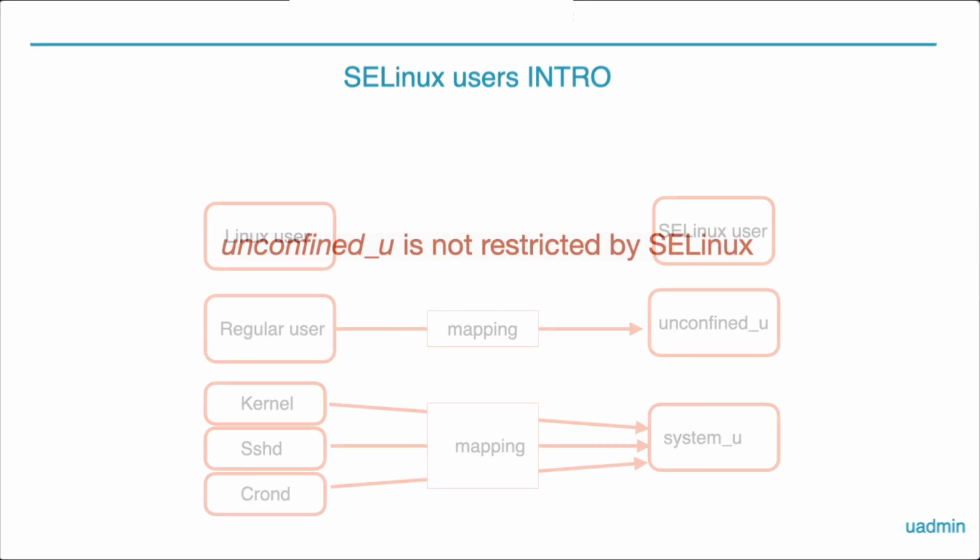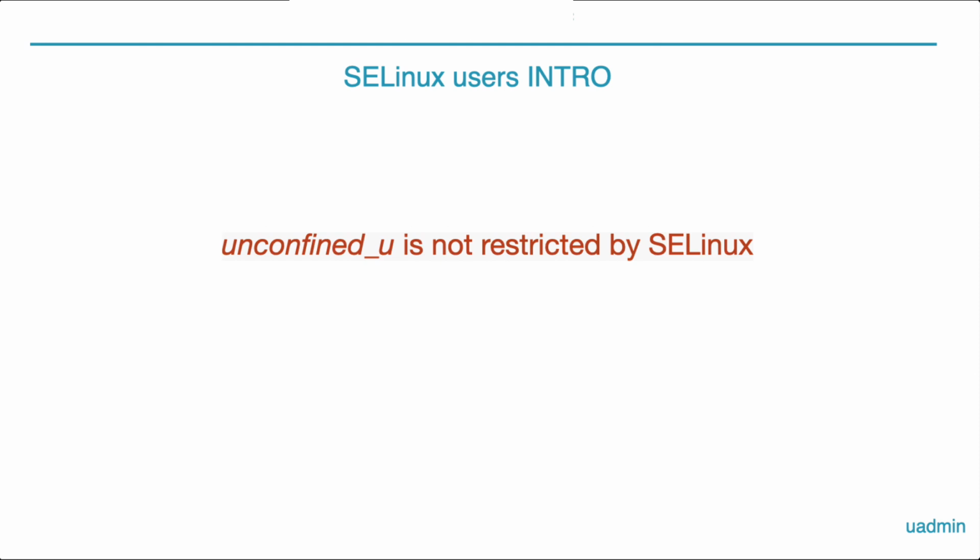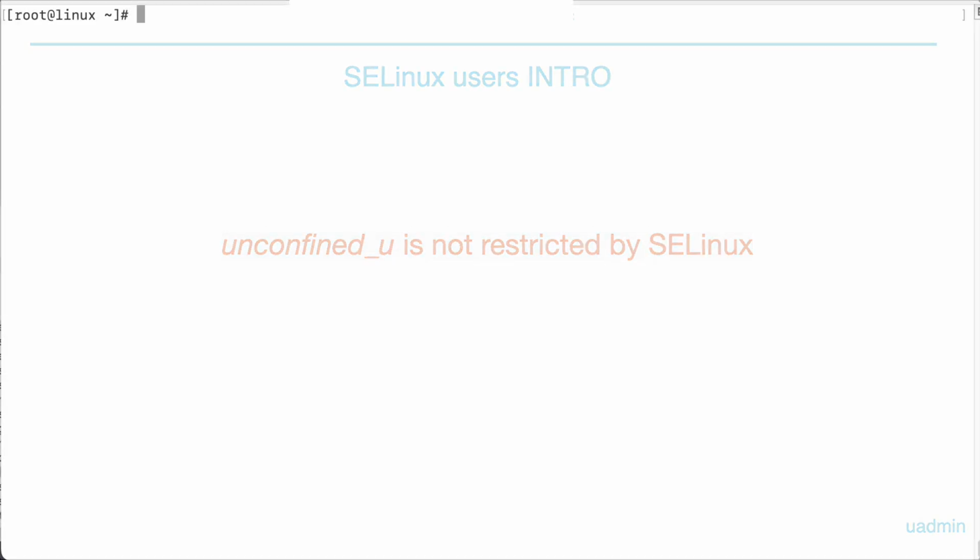This basically means that the users that are mapped to the unconfined user will not be restricted by SELinux. Of course, with other security settings that take place before SELinux steps in, you can control access rights. But SELinux does not restrict these unconfined users. That's why they're called unconfined.